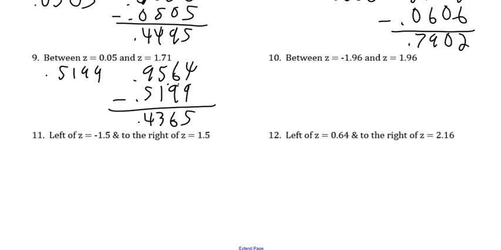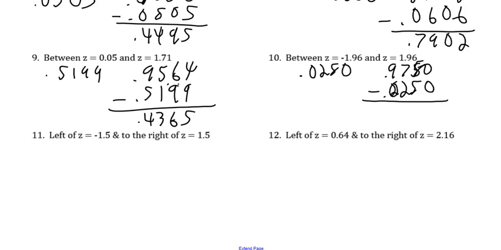Okay, between negative 1.96 and 1.96. So, negative 1.96, negative 1.9, go over 6 columns, and you get 0.0250. You go to 1.96, and you get 0.9750. That is a 5, not an 8. Minus 0.0250, and when you do that, you get 0.9500.